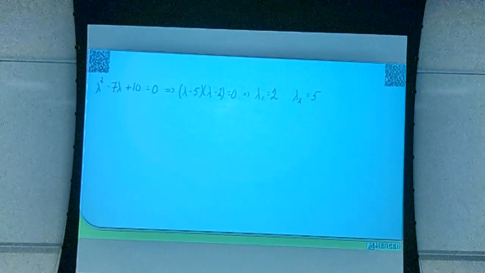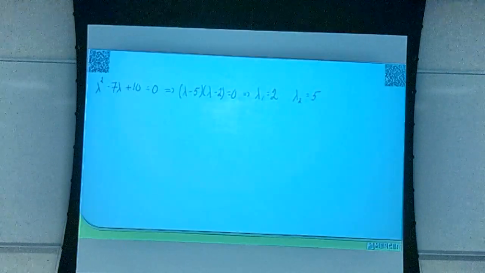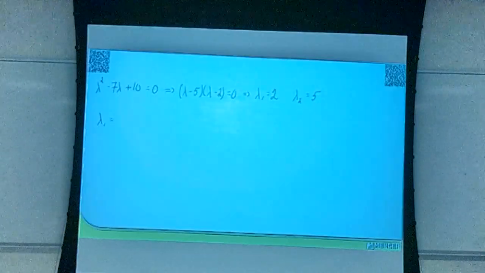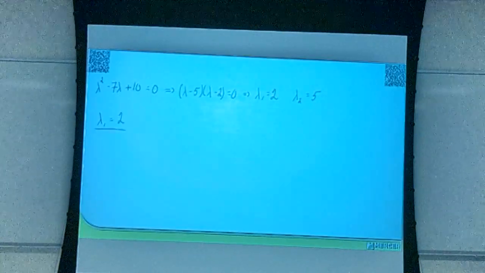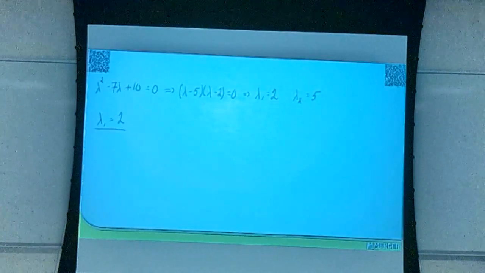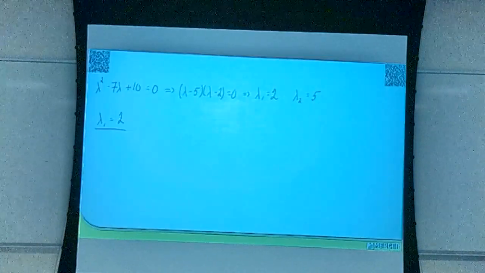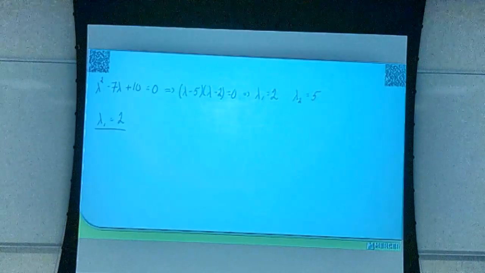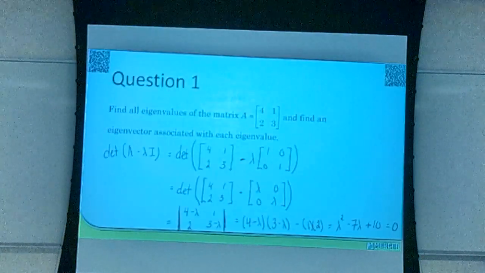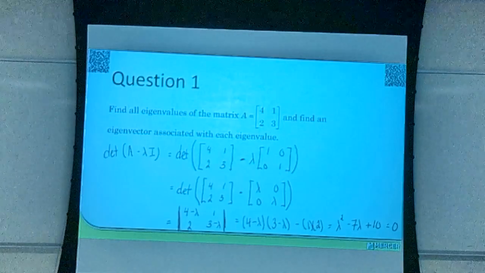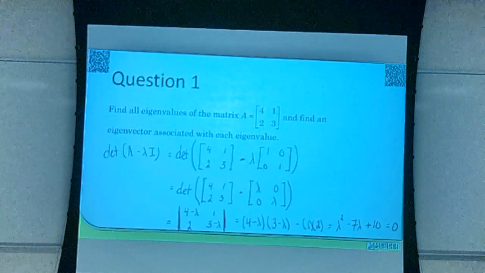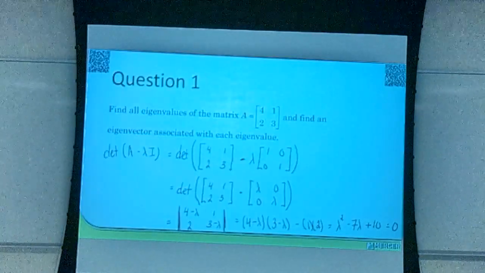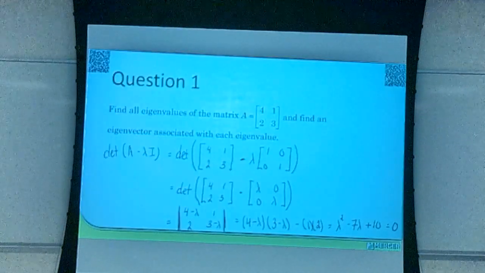We have two distinct eigenvalues. Now we need an eigenvector for each one. For the eigenvalue 2, go back to that matrix, A minus lambda I. So it's going to be what? 2, 1, 2, 1? Oh, that's beautiful.